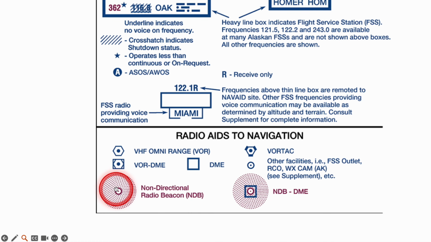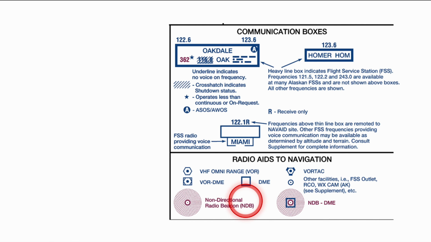NDBs would look like this, and if they have NDB and DME, it would look like that. So again, we're going to talk about VORs in part 2 of our navigation lesson. We've mentioned it a few times, it might be a little bit confusing, but these are just ground-based facilities we use to navigate, and they could be standalone, which is what we just looked at here, or they could be located at an airport, in which you would have an open dot at that airport.